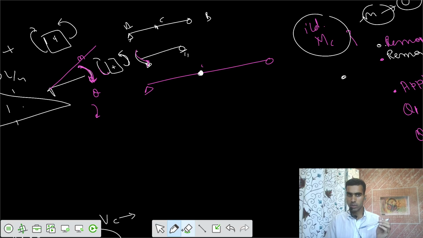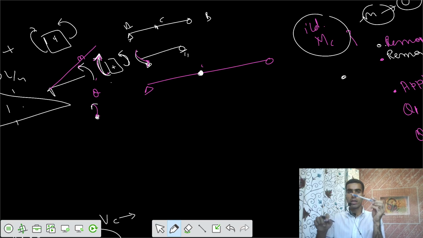What is this? This is anti-clockwise, so here it should be clockwise, the opposite of that. If this is clockwise, if this is a positive bending moment diagram, here the theta should be anti-clockwise. So you rotate that by theta anti-clockwise.